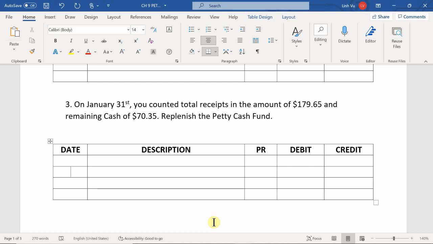Okay. So in this case, I have $70.35 left in my petty cash drawer. How much do I need to keep my petty cash drawer the same? My goal is to make sure that my petty cash drawer amount does not change. 179.65. That's what you're supposed to have total. Good. That's how much I need to put cash back.